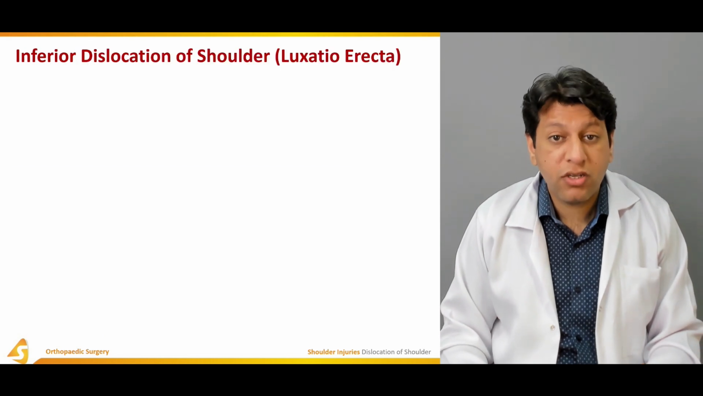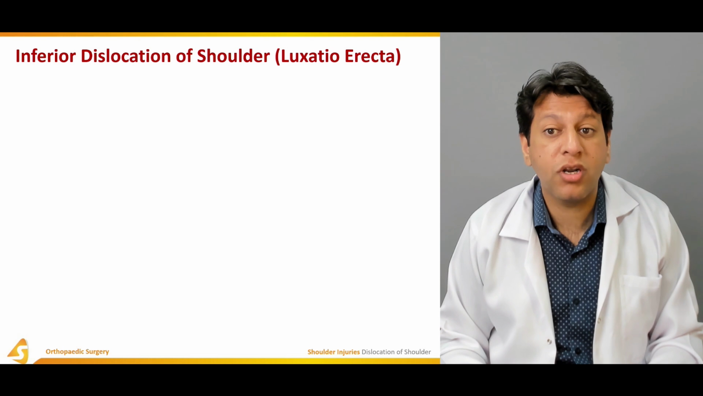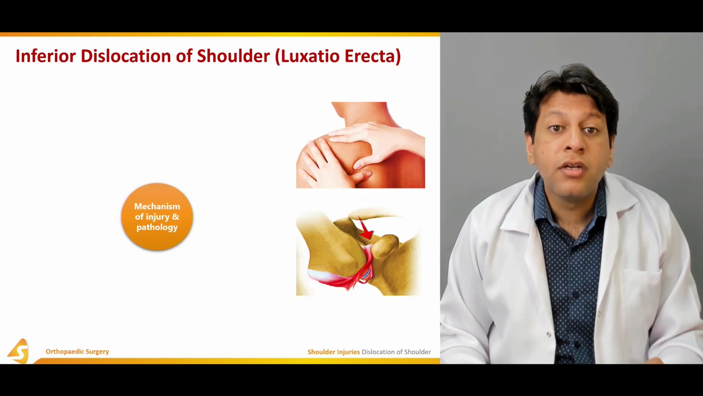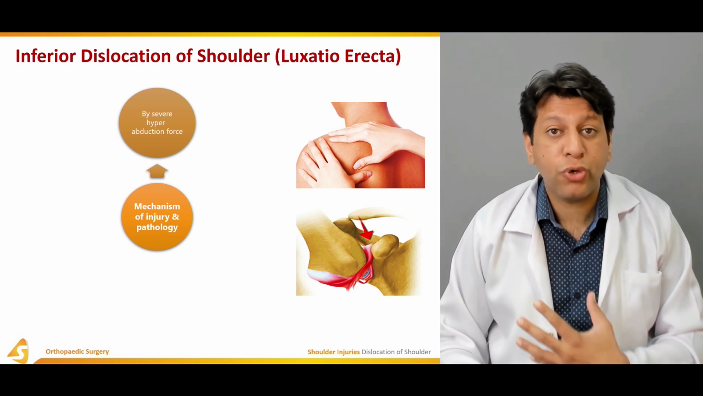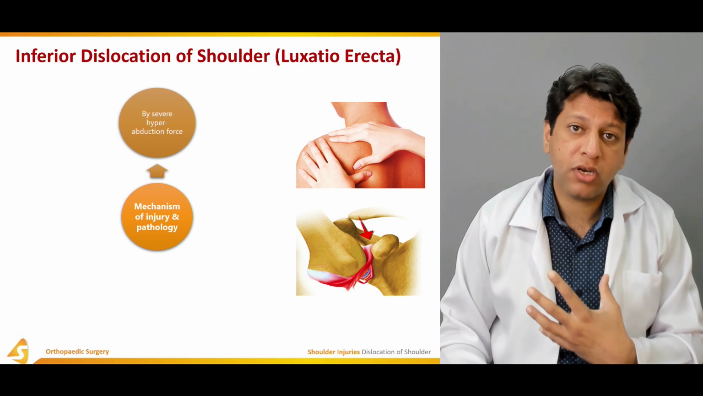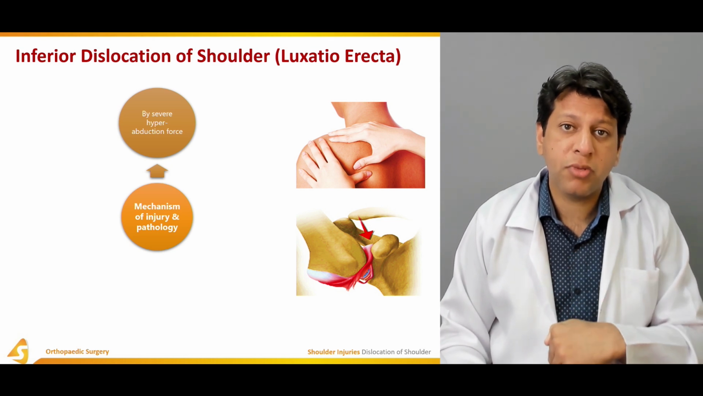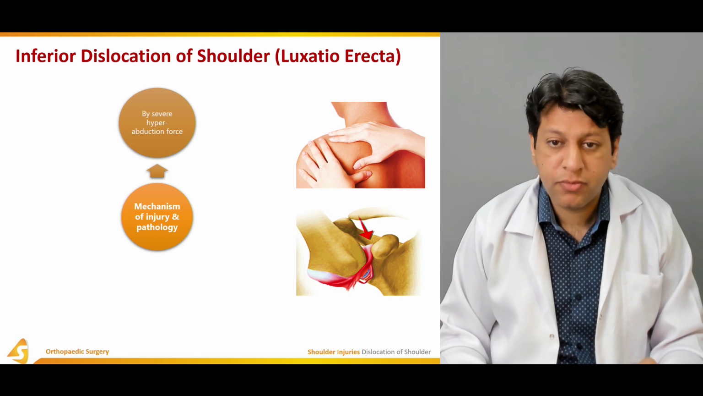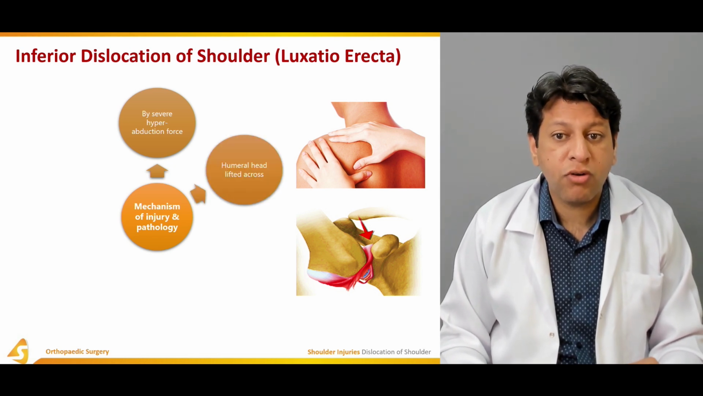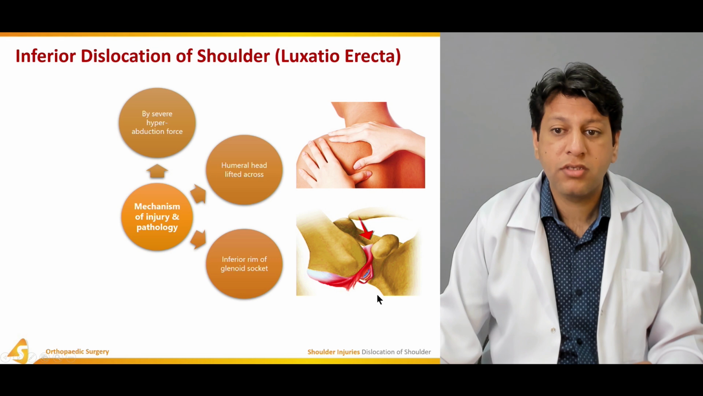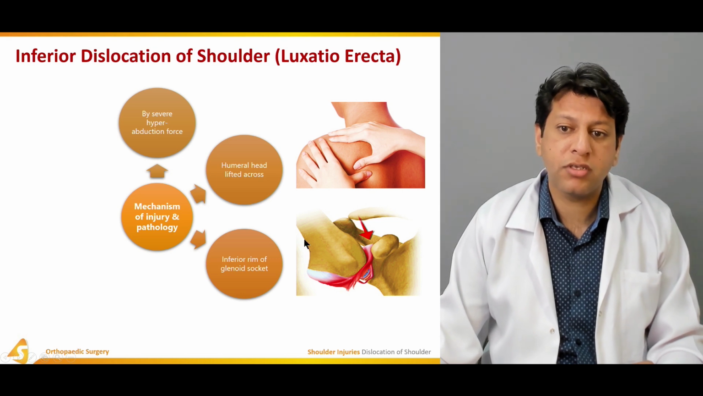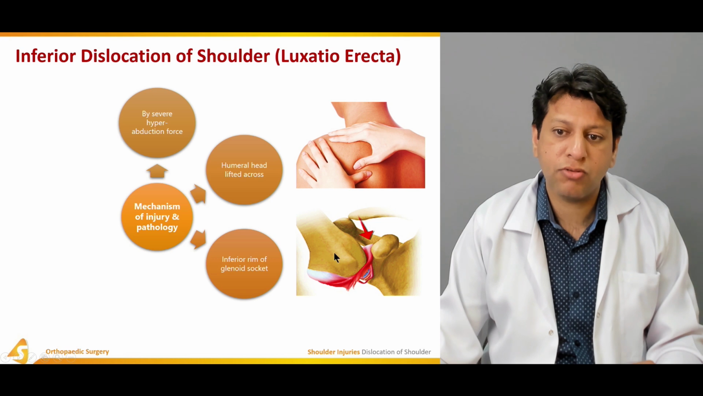Now coming to the inferior dislocation. Again, it's very rare, and it's called luxatio erecta. The mechanism of injury is a severe hyperabduction force, in which the arm was already in hyperabduction and there was so much force that the humeral head was displaced inferiorly below the coracoid. The humeral head could be levered across, leading to an injury of the inferior rim of the glenoid socket. If you see this, the arm was abducted, this is the acromion, and the force was acting in this direction. There was so much violent force that the inferior capsule got ruptured and the humeral head dislocated just inferior to the coracoid.